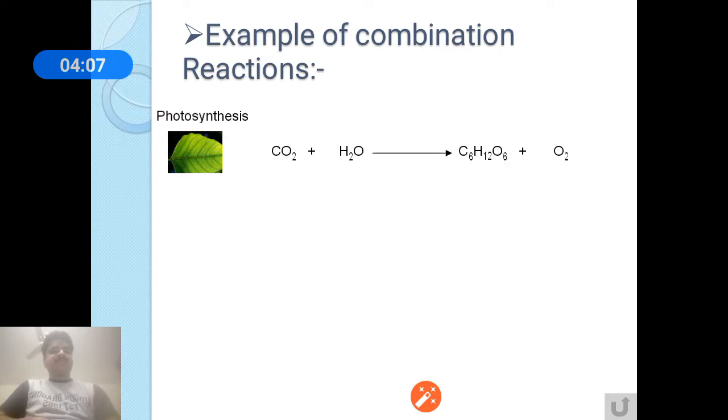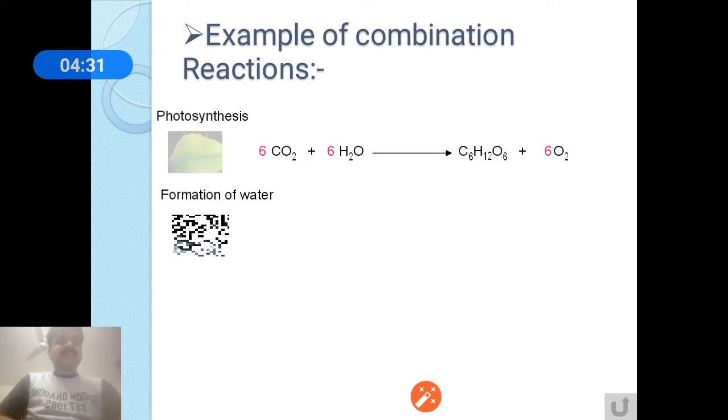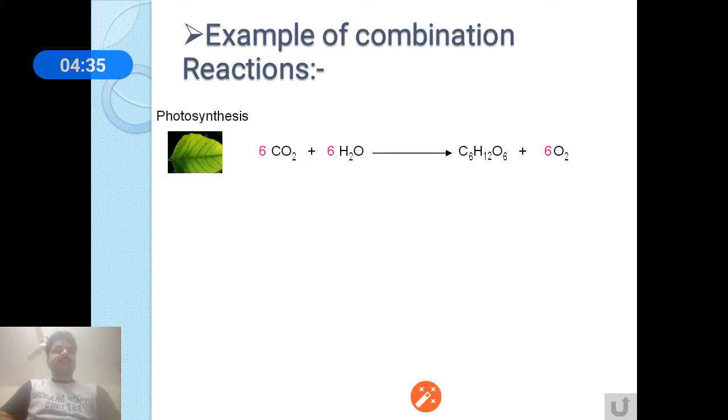Let me see other examples of combination reaction. Photosynthesis, you know very well: carbon dioxide plus H2O gives glucose plus oxygen. When we balance it, you know very well it is not balanced. When we balance it, it becomes 6CO2 plus 6H2O gives C6H12O6, which is known as glucose, and 6 molecules of oxygen.